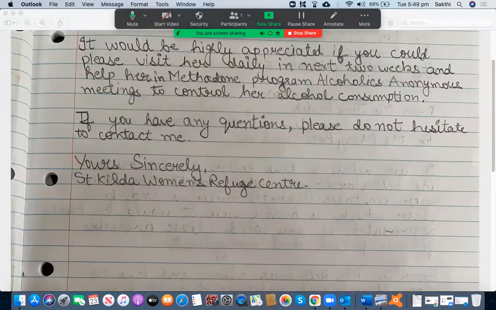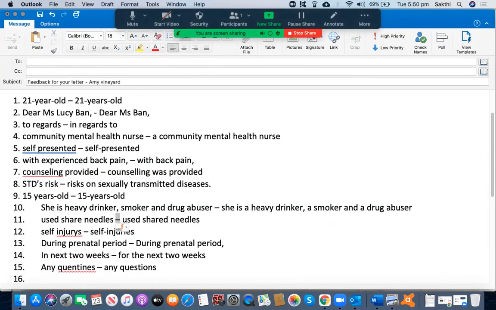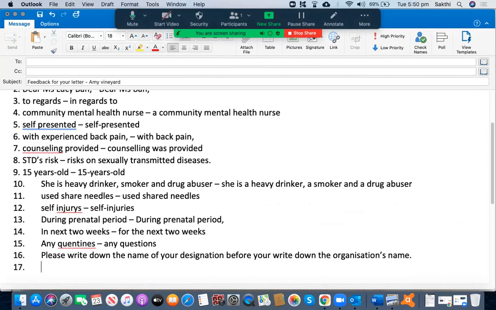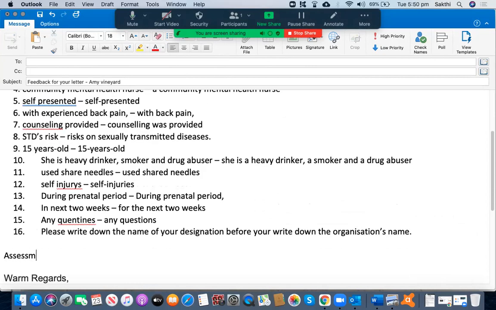Please do not hesitate to contact me. Okay, yours sincerely, comma, St. Kilda Women's Refugee Center. So you have to write down the name of your position. You shouldn't write down the organization's name. Please write down the name of your designation before you write down the organization's name. All right. Okay. Let's go to the assessment now.